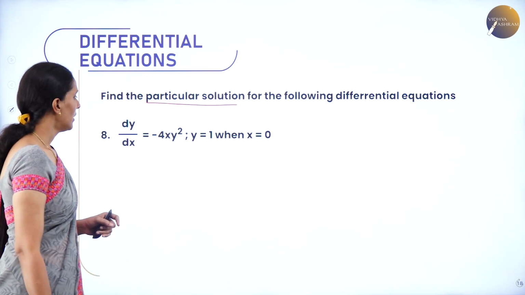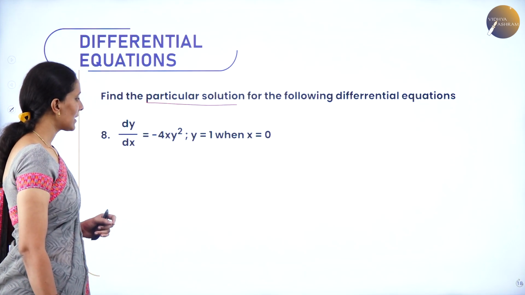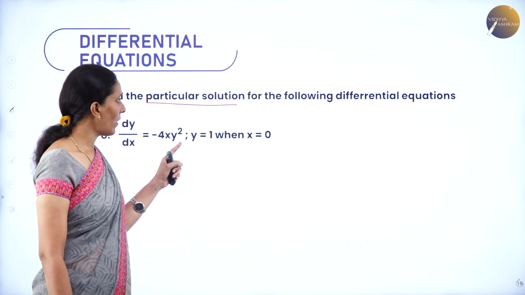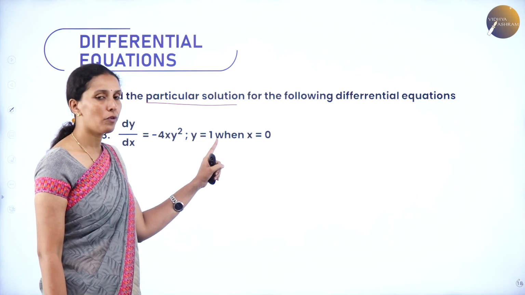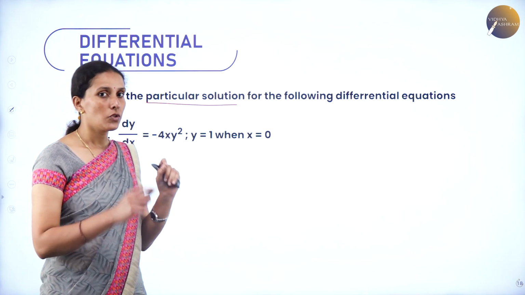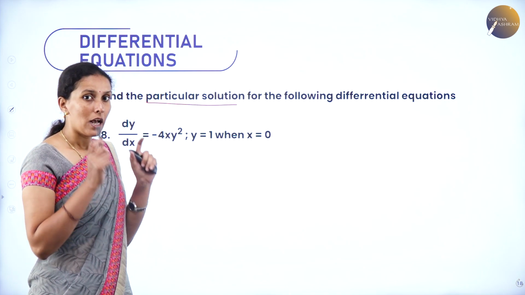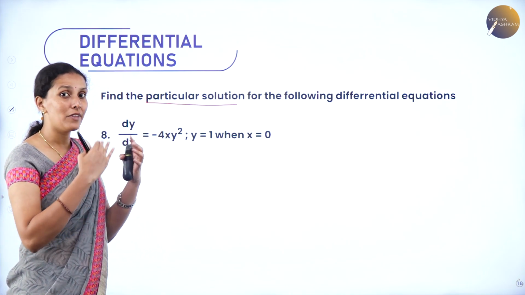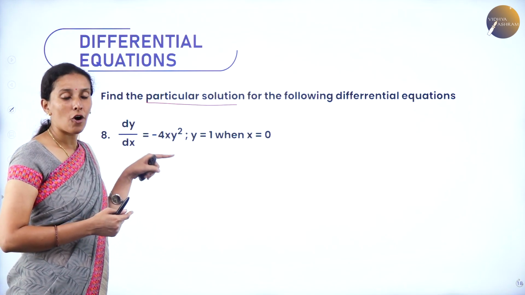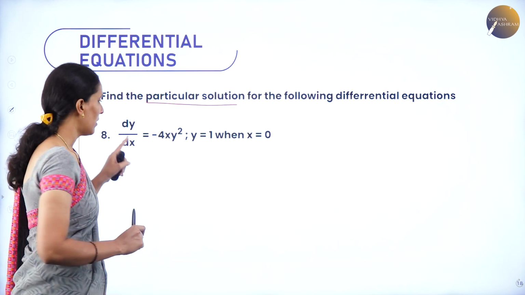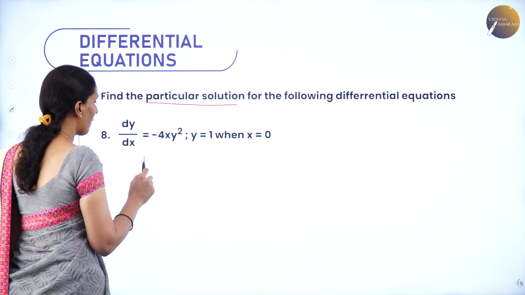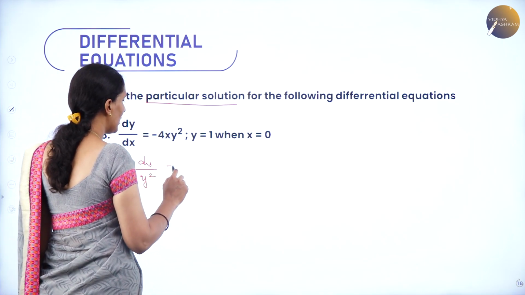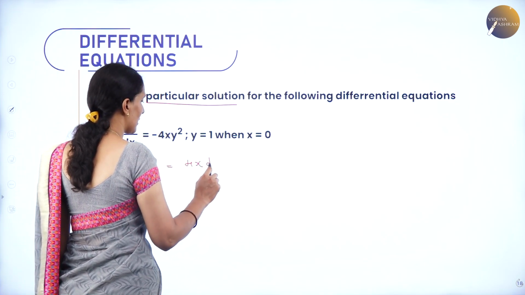Now we have the differential equation dy by dx is equal to minus 4x into y square, and we need to find out the particular solution at y is equal to 1 when x is equal to 0. So using the variable separable method, observe whether the given differential equation can be separated or not. Only if they can be separated, this method of finding the solution can be applied. So here, yes, we can separate. We can write it as dy by minus y square, and here I can write it as 4x dx.